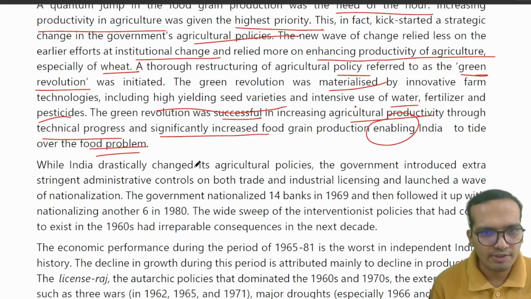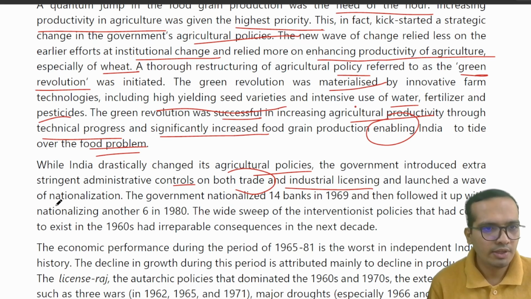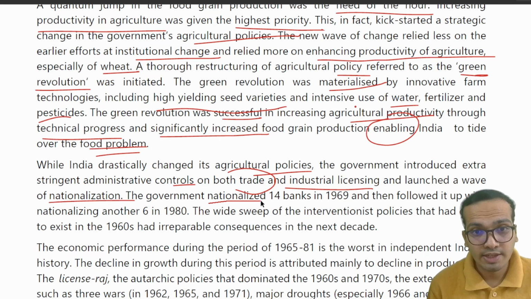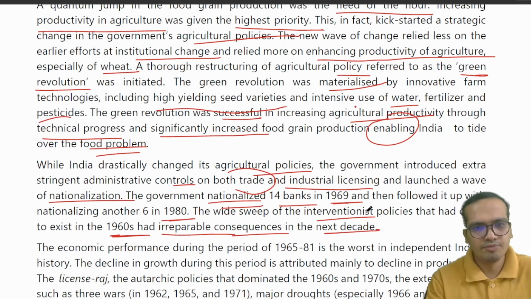While India drastically changed its agriculture policies, the government introduced extra stringent administrative controls on both trade and industrial licensing and launched a wave of nationalization. The government nationalized 14 banks in 1969 and then followed it up with nationalizing another 6 in 1980. The wide sweep of the interventionist policies that came to exist in the 1960s had irreversible consequences in the next decade.